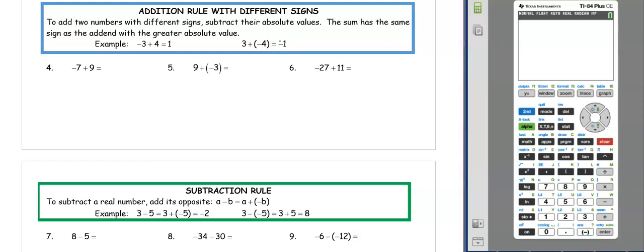So in number 4, we have negative 7 plus 9. Well, 9 minus 7 would just get us 2, and we would be positive because 9 is the larger number. In number 5, we have 9 plus negative 3, so we can just do 9 minus 3, which will get us 6. The larger number has the positive sign there. And in number 6, we have negative 27 plus 11, so we can think of that as 11 minus 27. 27 is a bigger number, so we're going to end up with a negative number, which in this case is negative 16. Now, you can always put these in your calculator, but it should be good to start getting some practice with mental math again.